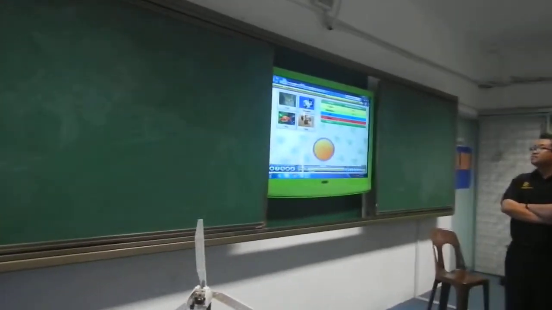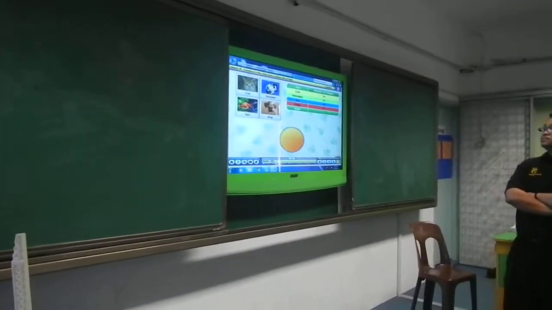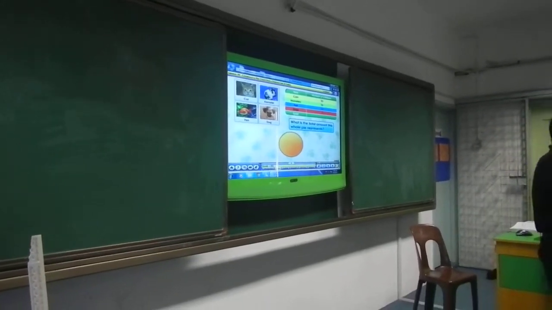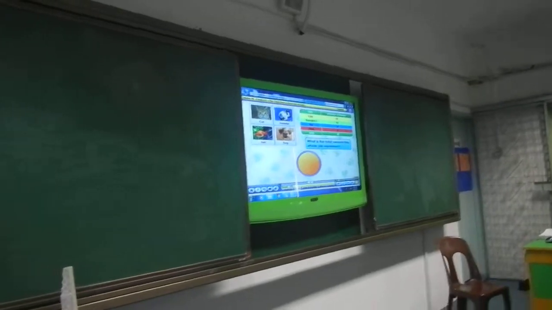The circle represents one whole pie. What is the total amount this whole pie represents? Firstly, we need to find the total. It represents 40 children.